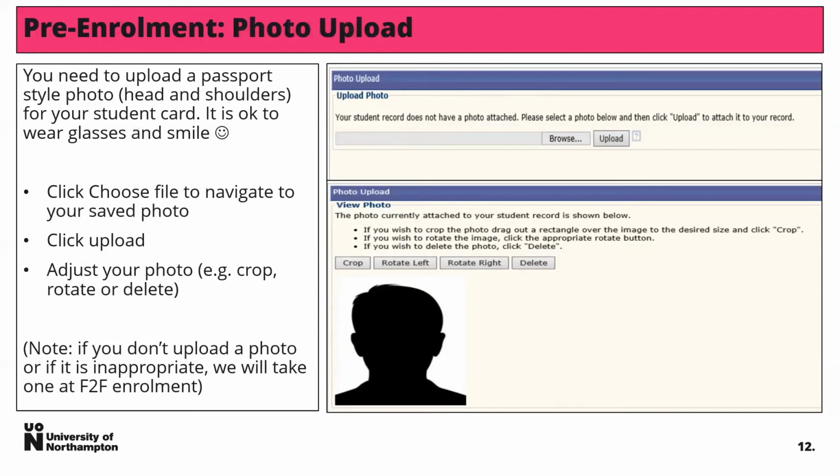Similarly, for the next process, you need to upload a photo. Please make sure it's an appropriate photo to go onto a student card, so generally just a headshot. You're free to smile or wear your glasses. As long as we can see that it's you clearly, there's no issue. So once you've uploaded it, you'll be able to adjust, rotate, or upload another one if you're not happy with it.